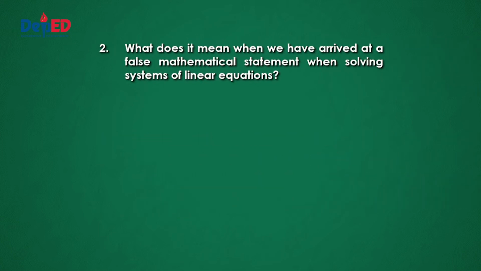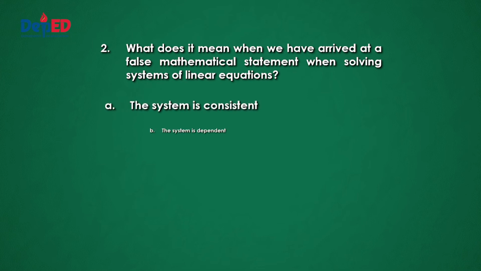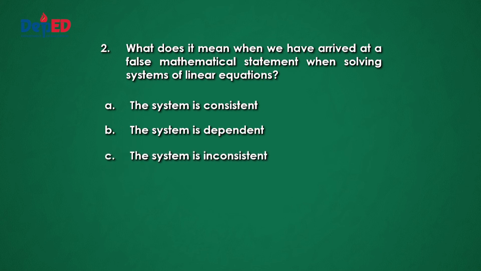Number 2. What does it mean when we arrive at a false mathematical statement when solving systems of linear equations? A. The system is consistent. B. The system is dependent. C. The system is inconsistent. Or D. The system is independent.